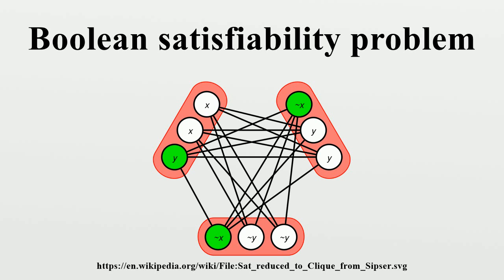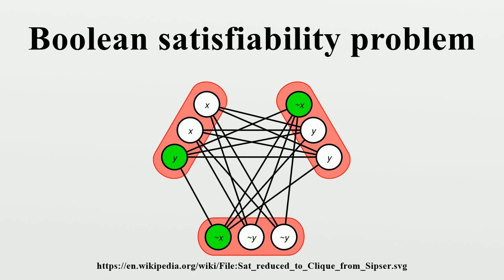A literal is either a variable, then called positive literal, or the negation of a variable, then called negative literal. A clause is a disjunction of literals. A clause is called a Horn clause if it contains at most one positive literal. A formula is in conjunctive normal form if it is a conjunction of clauses.